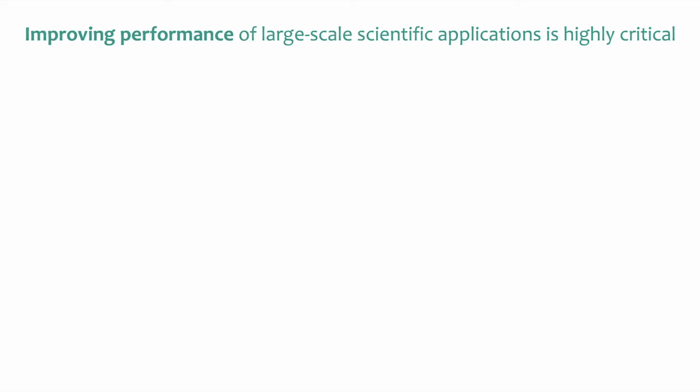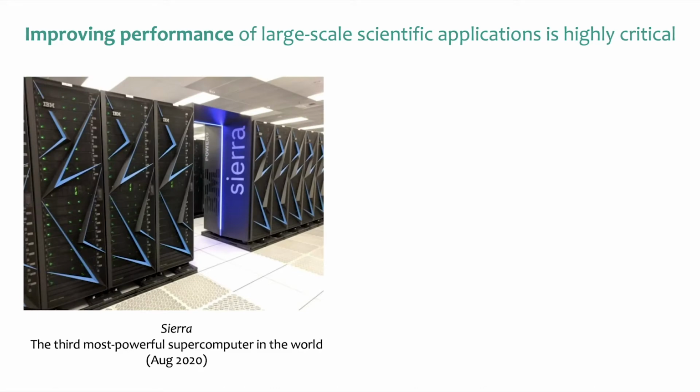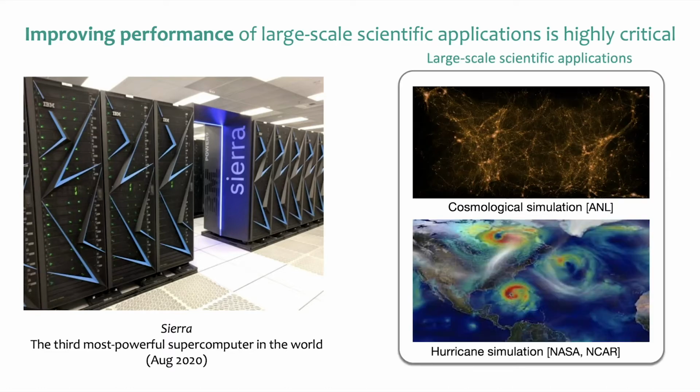Large-scale computational resources like Sierra enable scientists to explore complex scientific phenomena and advance the frontiers of human understanding in multiple areas such as astronomy and climate change. In order to maximize the amount of science per dollar, computational scientists and HPC experts continuously strive towards optimizing the performance of their simulation codes.